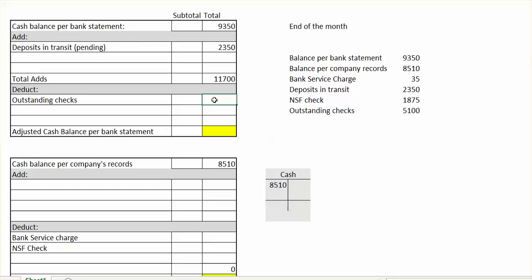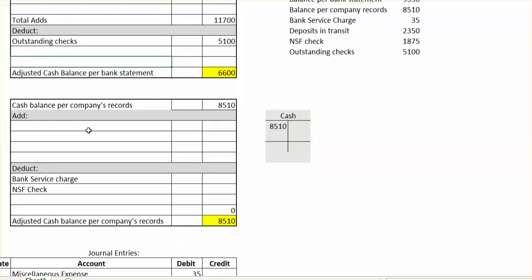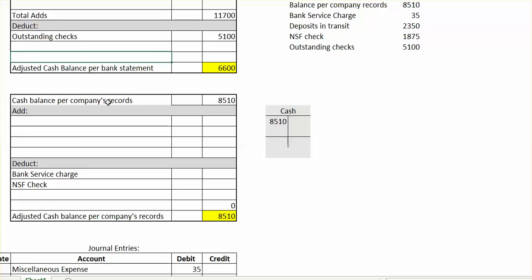And here it says outstanding checks total $5,100. So we'll subtract that out. So our answer here will be this minus this is $6,600. So when you're looking at the bank statement, the balance per bank, you're going to add deposits in transit, deduct outstanding checks, and then if the bank made a mistake, you would add that correction here or subtract that correction here if needed.